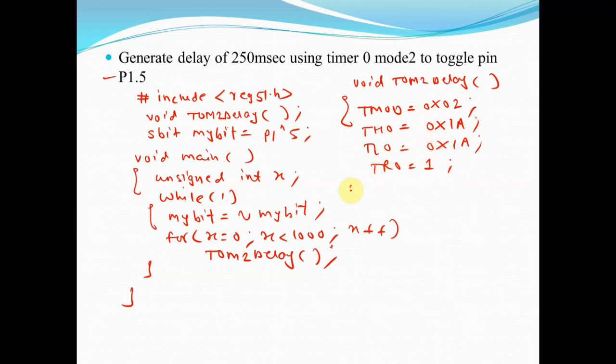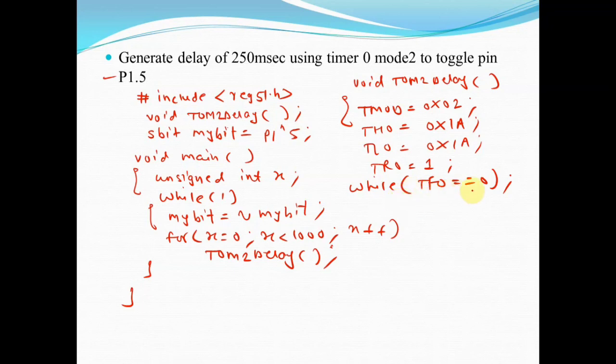Once you start the timer, I am going to poll my overflow flag, that is the TF0 flag. I will keep on checking whether it is 0 or 1. Unless and until this flag is set to 1, the control of the program will remain in this same instruction, while TF0 is equal to 0.